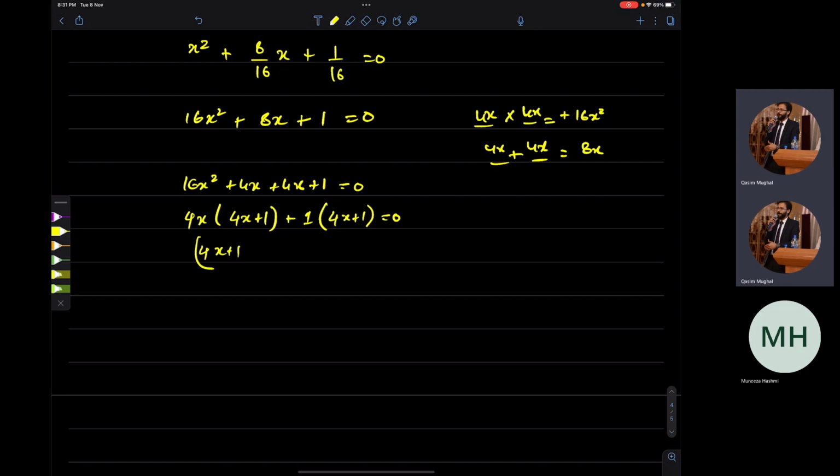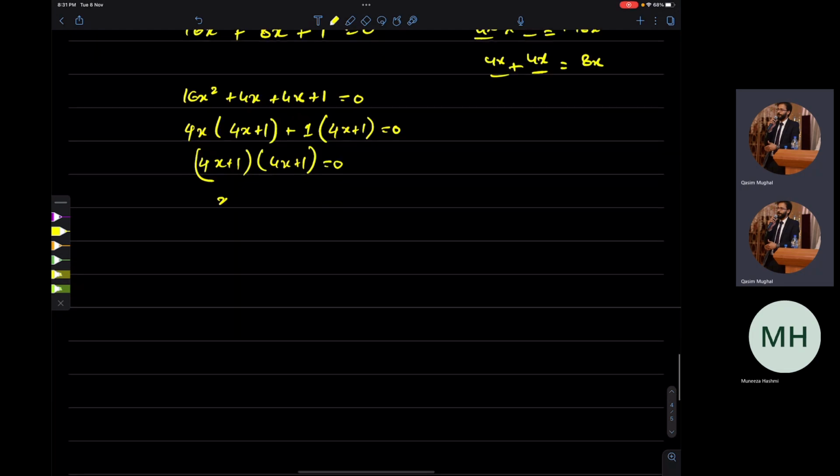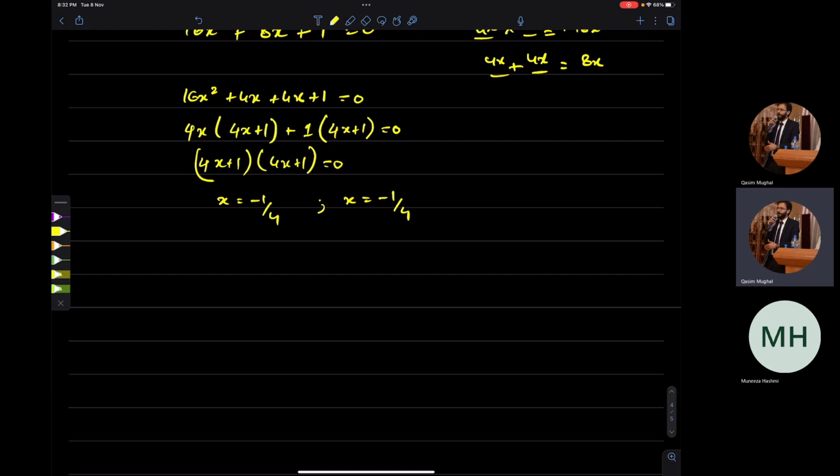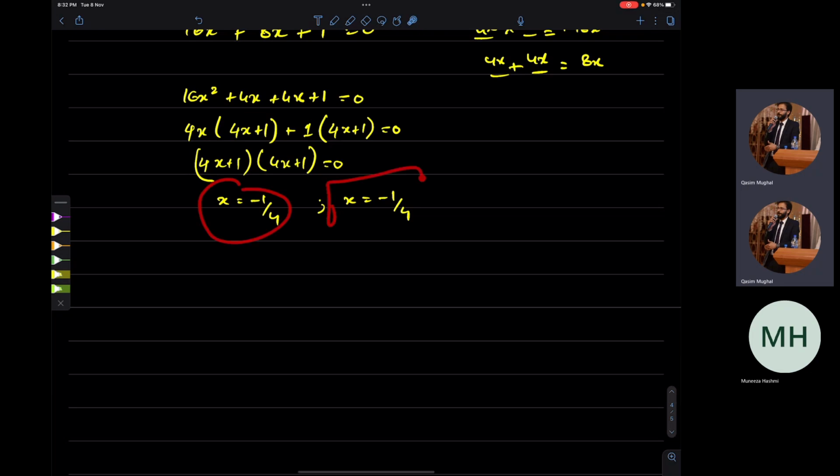4x plus 1, then 4x plus 1 equals 0. You can see it already coming, that is, it's got two repeated roots. So x equals negative 1 by 4 from both of them. Okay? Yes, sir. So I've got the value of x.